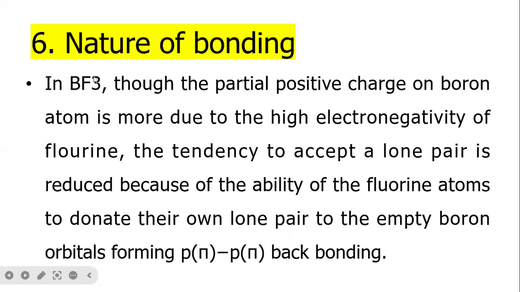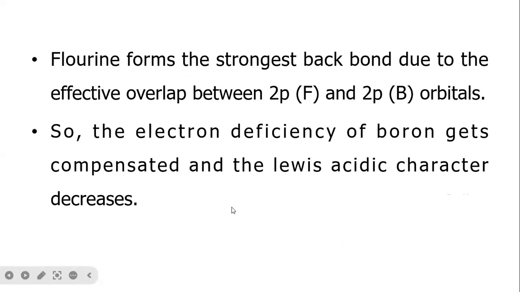Nature of bonding in boron trifluoride: though the partial positive charge on the boron atom is more due to the high electronegativity of fluorine, the tendency to accept a lone pair is reduced because of the ability of the fluorine atoms to donate their own lone pairs to the empty boron orbitals, forming p-pi back bonding. Fluorine forms the strongest back bonding due to the effective overlap between the 2p fluorine and 2p boron orbitals. So the electron deficiency of boron gets compensated and the Lewis acid character decreases.